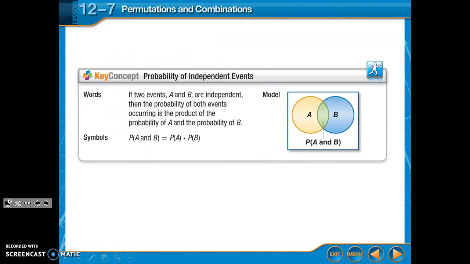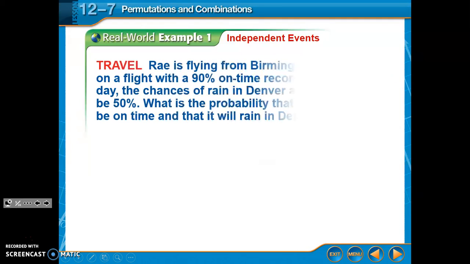Okay, so if two events, A and B, are independent, then the probability of both events occurring is the product of the probability of A and the probability of B. So if I want to know the probability of A and B both happening, I find the probability of A, and I multiply by the probability of B, and that's going to give me the probability of A and B happening.